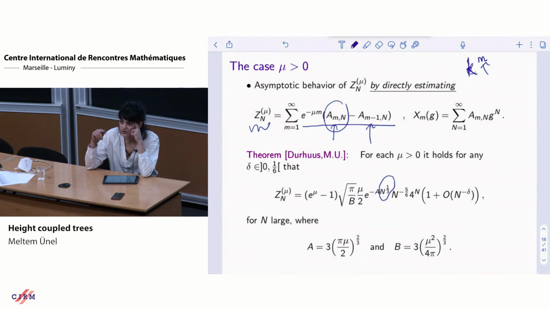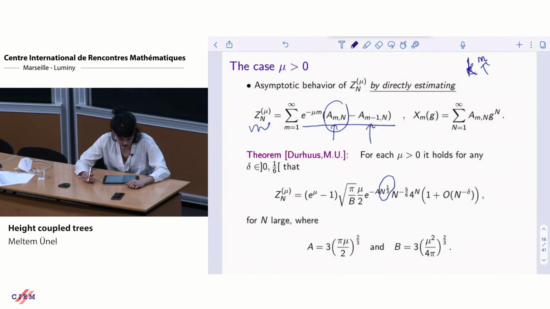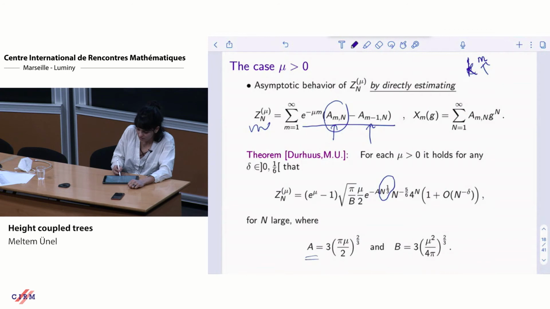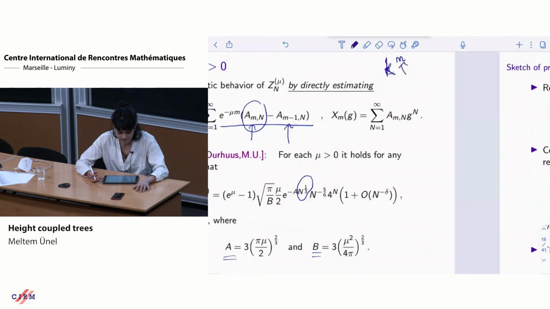This already gives a clue about the change of the local limit, because we know that for the generic case, the average height of the finite trees is given by square root of n, whereas here we have n to the 1/3. So, we are suppressing them, and it is kind of expected. They tend to get shorter. And these A and B are just constants that only depend on mu. Okay, so how do we prove this?